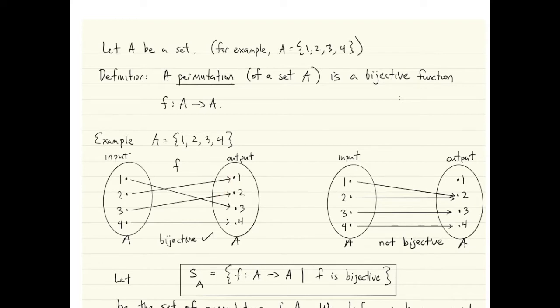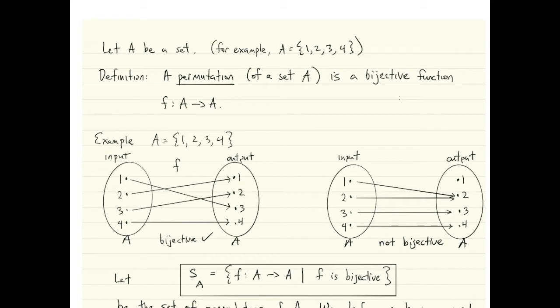So I've just defined a particular function, one of many, that has A as the input and A also as the output. And this is bijective. What that means is that everything on the output side is part of the image, in other words, has an arrow pointing to it. And also two different elements on the input side map to different elements under f. So this is an example of a bijective function, and therefore this function f, defined by this picture, is a permutation of this set A.